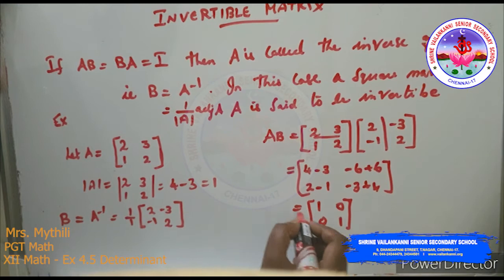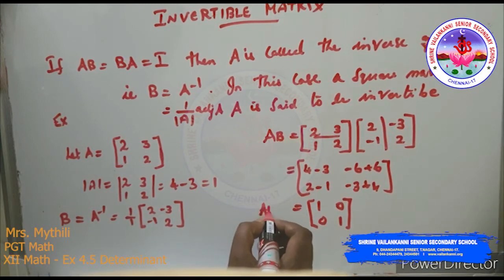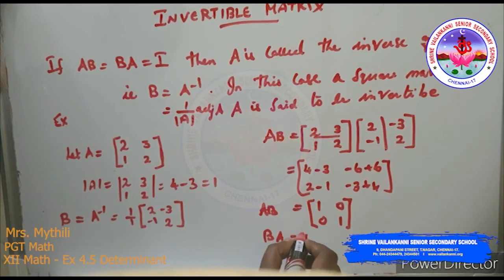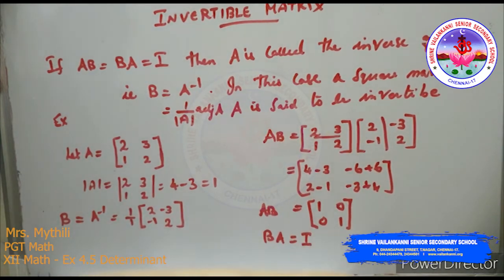Then A is said to be invertible. AB is equal to I, and likewise BA equals I. B is said to be the inverse of A, so A equals B inverse.